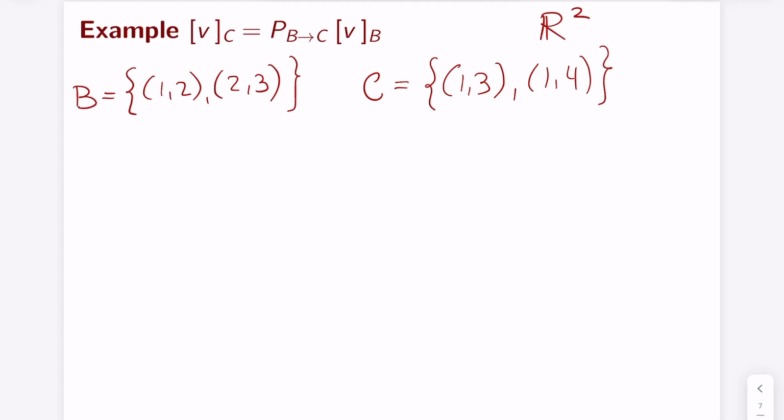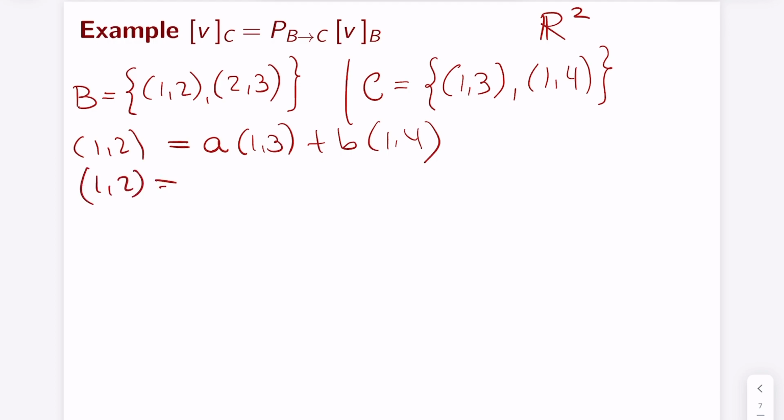Now, each of these vectors, I take the first one, (1, 2), and I need first to find the coordinates of this vector in the base C, in the new base. So I want to find out what are the coordinates A (1, 3) plus B (1, 4). So I want to find A and B. Here I just do the operations, right? So we will set (1, 2) equal to (A plus B, 3A plus 4B).